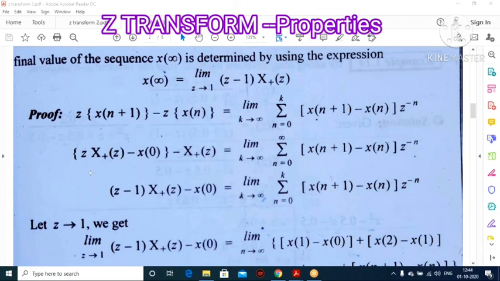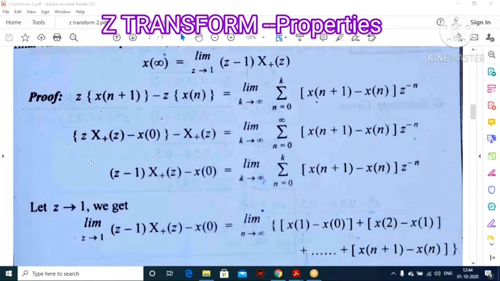Now what will happen? Take the z transform here. So z X plus of z minus x of 0 minus X plus of z equals limit k tends to infinity, summation n equal to 0 to infinity, of x of n plus 1 minus x of n, z power minus n. This is the right hand side. Concentrate on the left hand side, where we take x of n instead of x of n plus 1, because this is the final value theorem.